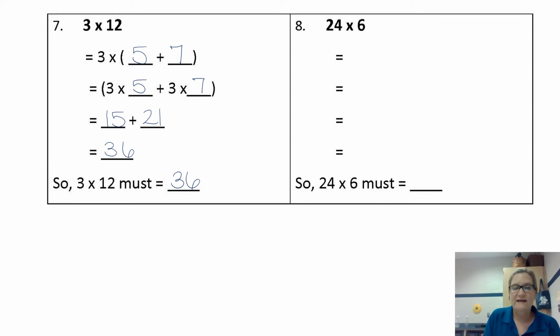Really, you could have anything that adds up to 12. So there are endless combinations. You could have 1 and 11, 2 and 10, 3 and 9, 4 and 8, 5 and 7, 6 and 6. These are all the combinations that you could have had.